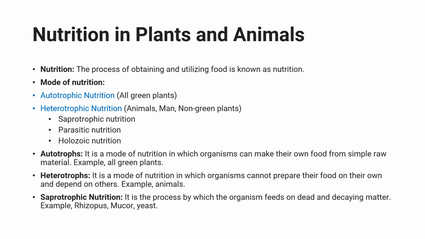What are autotrophs? It is the mode of nutrition in which organisms can make their own food from simple raw materials. For example, all green plants are known as autotrophs. And heterotrophs: it is the mode of nutrition in which organisms cannot prepare their food on their own and depend on others. For example, all animals. Saprotrophic nutrition is the process by which the organism feeds on dead and decaying matter, for example, rhizopus, mucor, yeast, etc.